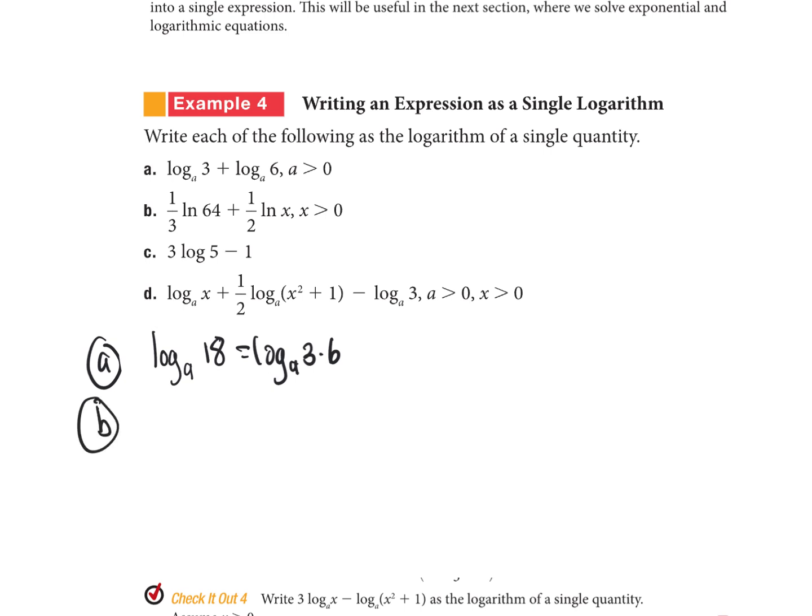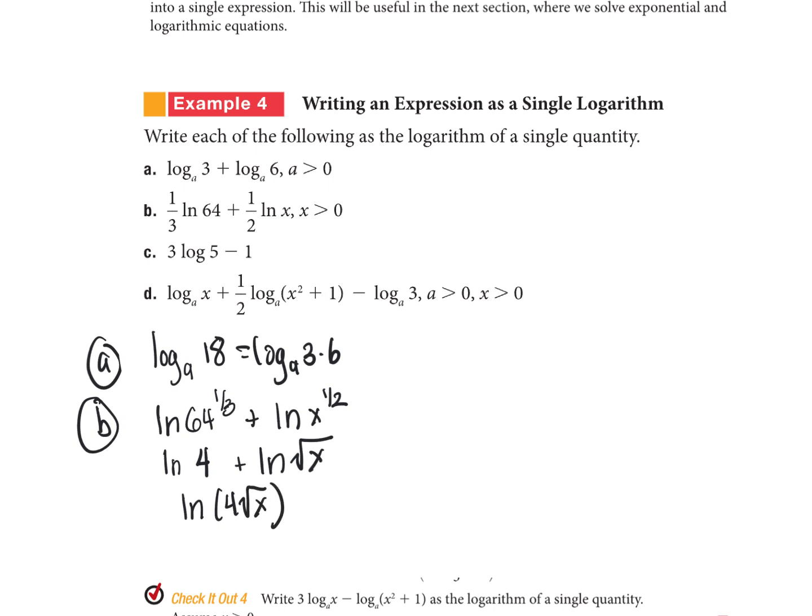All right, b. Take them one step at a time. We have the natural log of 64 raised to the 1/3 plus the natural log of x to the 1/2. All right, this is going to be the natural log of the cube root of 64, which is 4, plus the natural log of the square root of x. All right, these are adding, so now we can take this product, the natural log of 4 root x. Single log. Okay. And this is going to be 3 log base 10 of 5 minus 1. Now, how could I write 1?